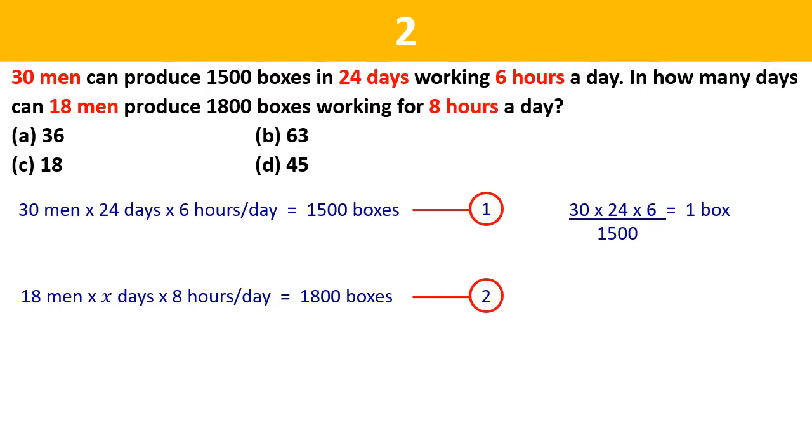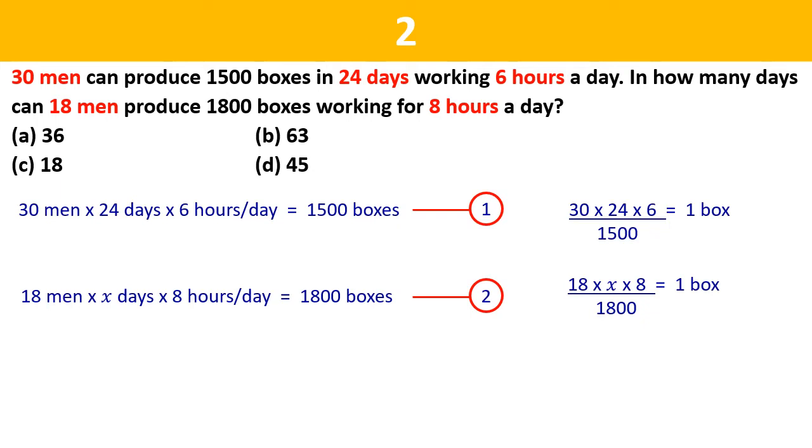30 into 24 into 6 divided by 1500 is the input required for one box. Similarly, in equation 2, we can find out what is the input required for one box. That is 18 into 8 into x divided by 1800 is equal to one box.